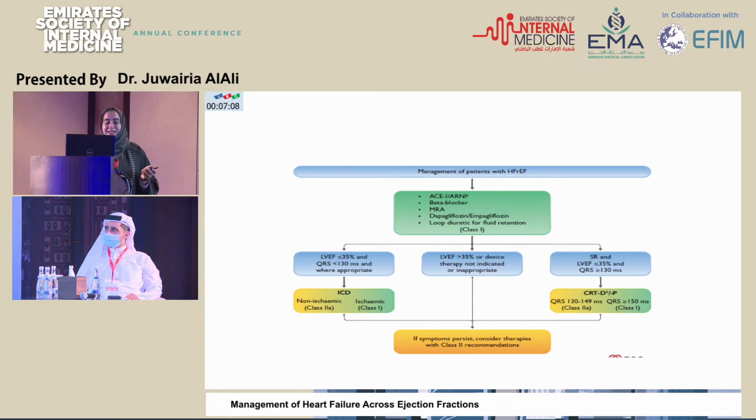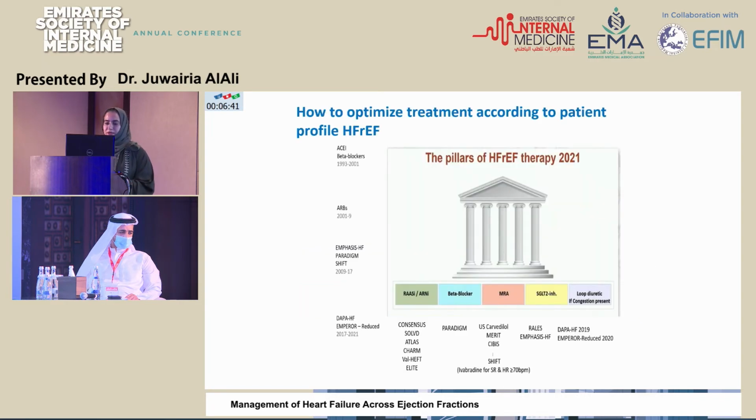So if the ejection fraction remains low, less than 35%, and the QRS duration is short, then this patient should be evaluated for an ICD, depending on the etiology of the heart failure. If the QRS is long, more than 130, then you evaluate this patient for cardiac resynchronization therapy. And if the ejection fraction is more than 35 and the patient is still symptomatic, then you can go for the class 2 recommendations for treatment of heart failure.